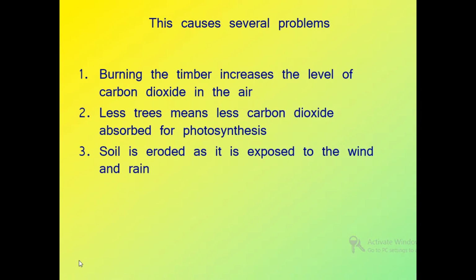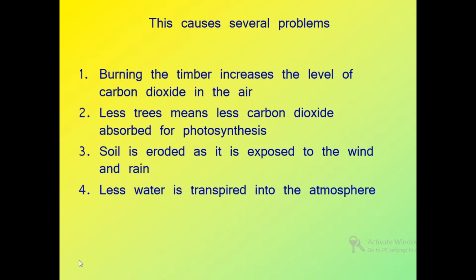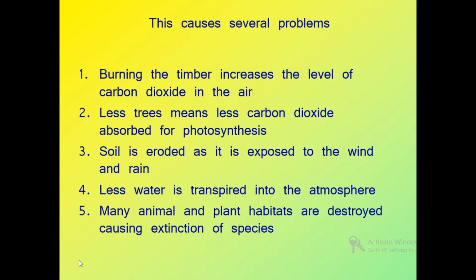Soil is eroded as it is exposed to the wind and rain. Less water is transpired into the atmosphere, leading to fewer rainfalls. Many animal and plant habitats are destroyed, causing extinction of many species of plants and animals.